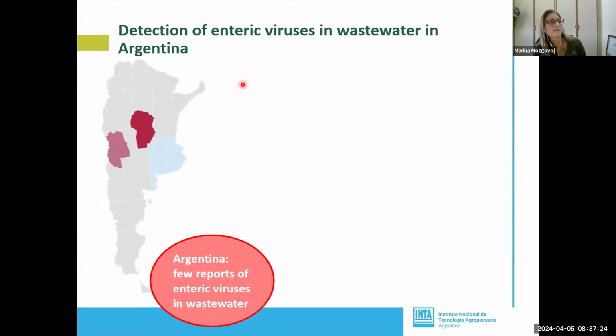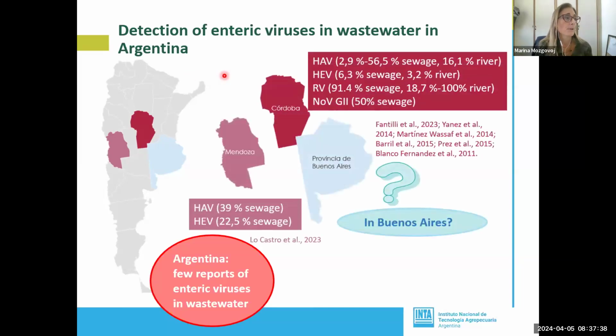So what about the detection of enteric viruses in wastewater in Argentina? There are only a few reports regarding this. They are mainly from central and northern provinces in our country. Authors have reported the detection of HAV, HEV, and rotavirus, both in sewage and in river samples, and the high prevalence of norovirus genogroup 2 only in sewage from Córdoba province. And in Mendoza, HAV and HEV have also been reported. However, there are no reports in Buenos Aires province.